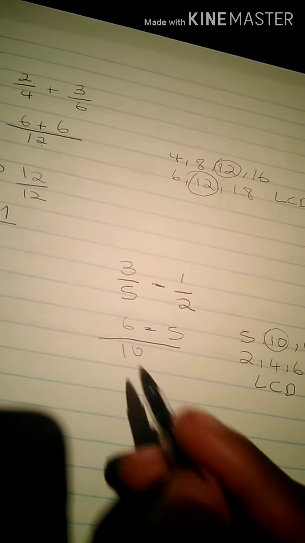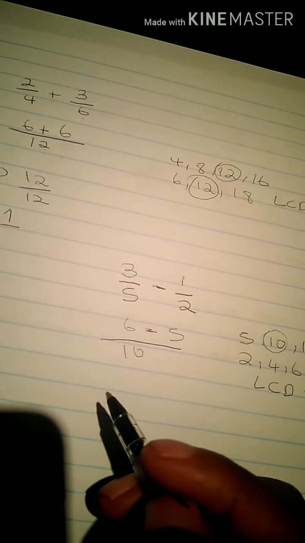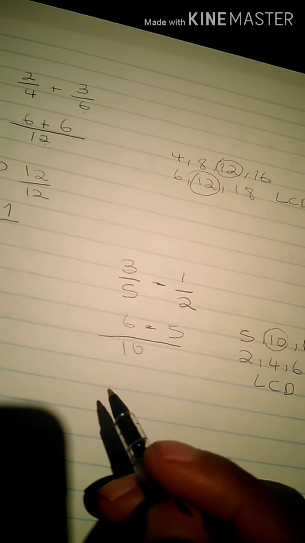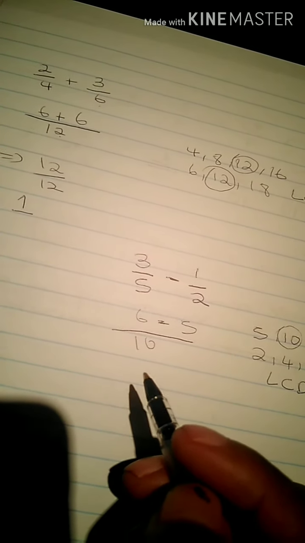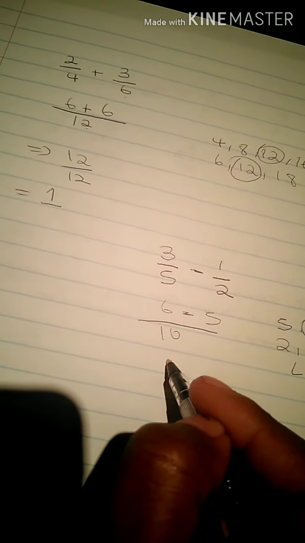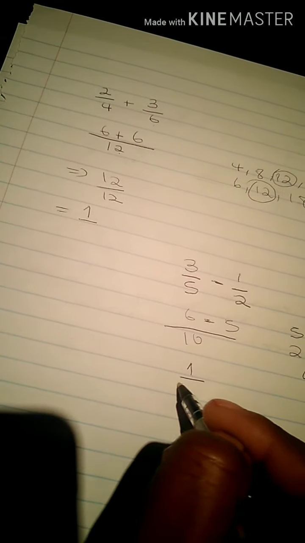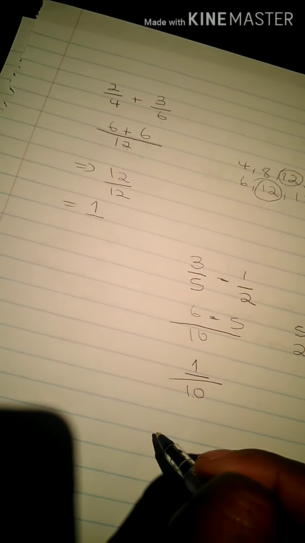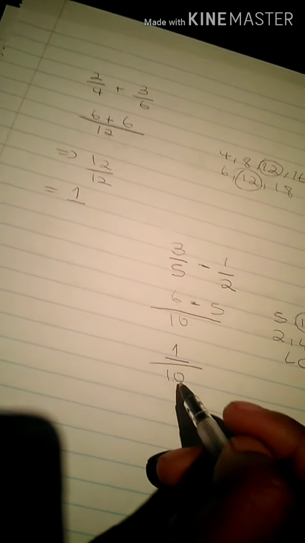Now, you then subtract your numerators and you get your answer. When we subtract our numerators, we have 6 minus 5, which is, in this case, 1 all over 10. Now, this is your final answer, 1 all over 10.